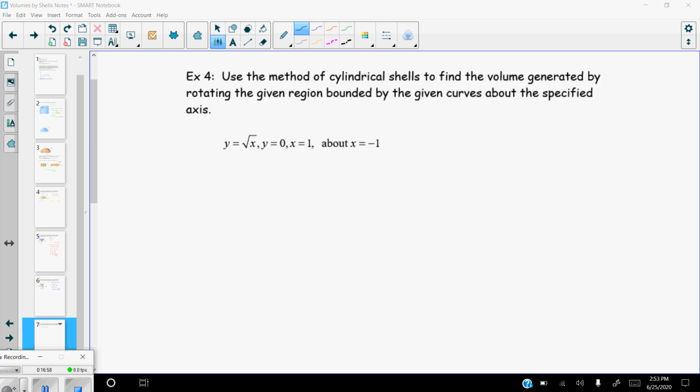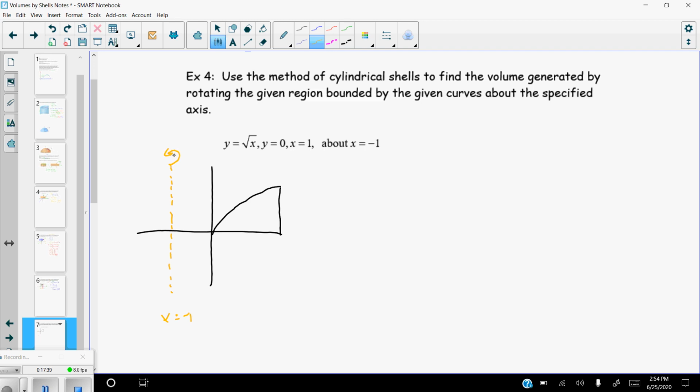All right, example 4. Use the method of shells to find the volume generated by rotating the region bounded by the given curves about the specified axis. Let's see if we can get that sketched here. y equals the square root of x, which looks like that, bounded by y equals 0, which is the x-axis, and x equals 1. But we want to revolve this around the vertical line x equals negative 1. So that is now our axis of revolution.